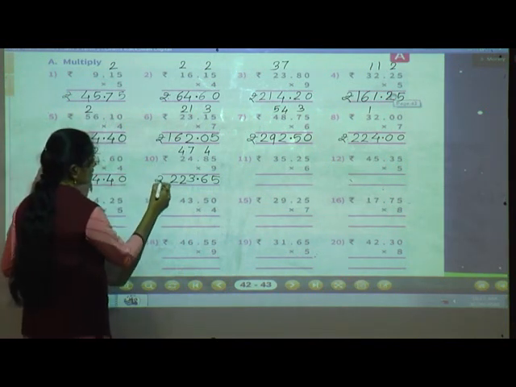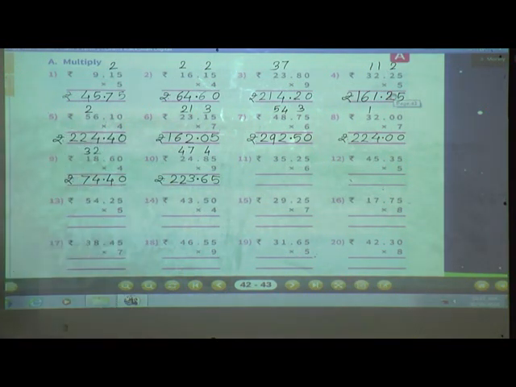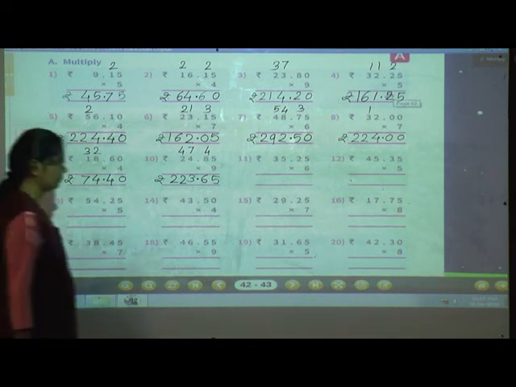So what is the answer? Rupees 223.65. This is your answer. Okay, clear this 10th example? Okay, now we'll move to the next example, that is 11th number.